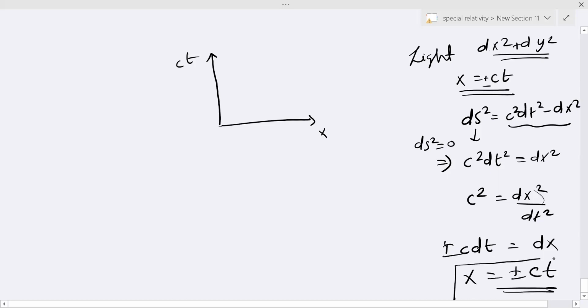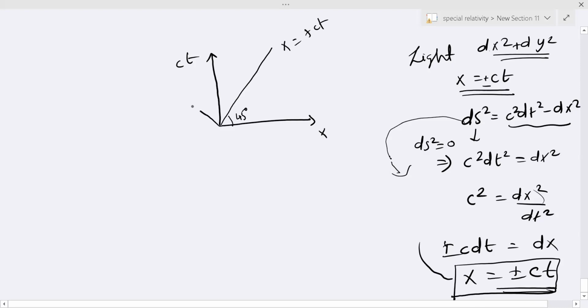So there is a particular trajectory given by this equation, and this equation is invariant because we just obtained it by taking a special case of the invariant interval. There is this line exactly at 45 degrees here, corresponding to x equal to plus ct. Similarly you'll get the same line here corresponding to x equal to minus ct. These are two lines, and similarly you can extrapolate it to the past also.